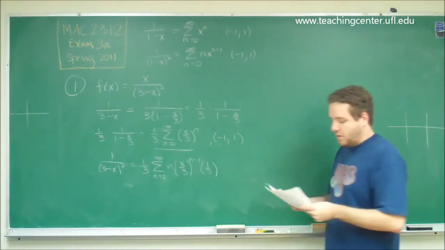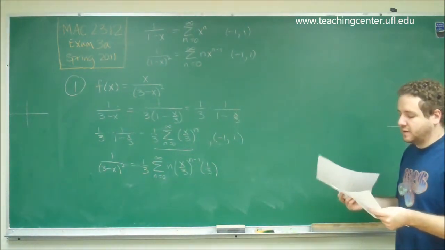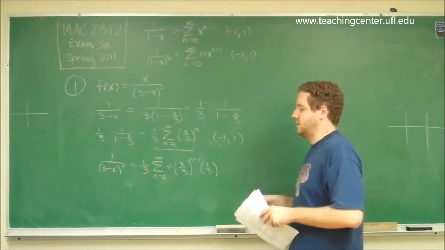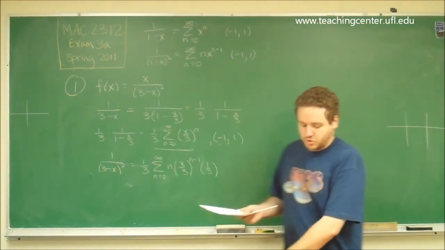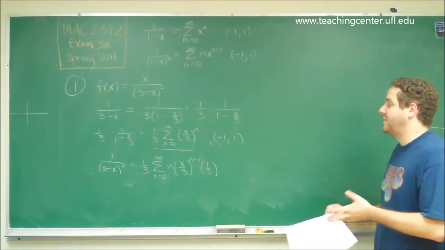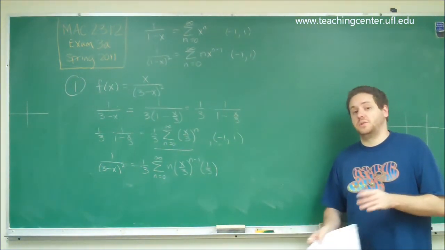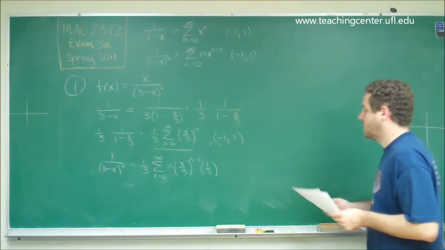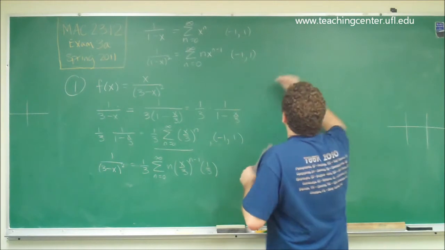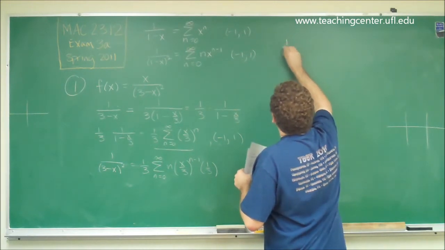But there's a couple other things we could do to make this a little bit simpler, which we'll get to in a second, because if this was a multiple choice, there's a lot of answers that you could write that are equivalent, so you need to be able to switch between them. So let's see how we can write this. I could put the 1/3 out front to make it 1/9.